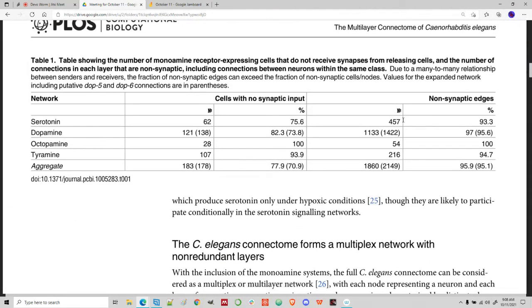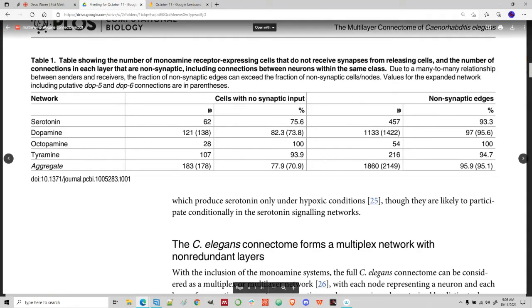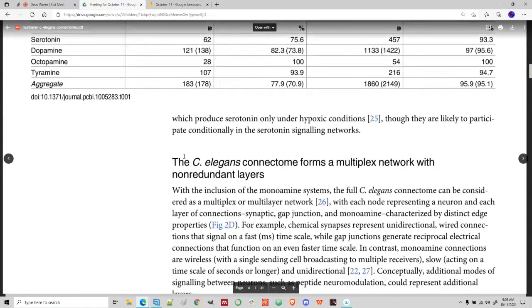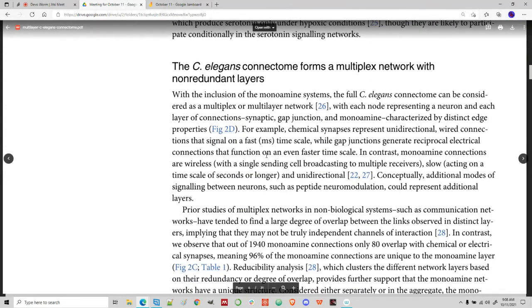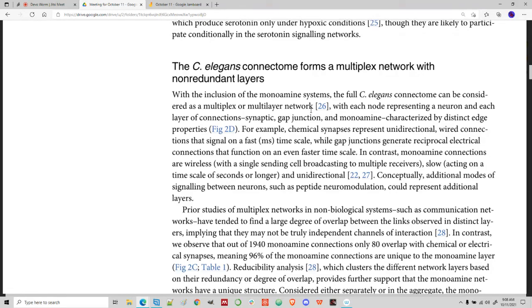And then they have a table showing the number of receptor expressing cells that do not receive synapses from releasing cells, and the number of connections in each layer that are non-synaptic, including connections between neurons within the same class. So this is cells with no synaptic input. These are non-synaptic edges. These are for different neurotransmitters, and you can see that there are differences in the numbers. Then this forms a multiplex network. So the full C. elegans connectome can be considered as a multiplex or multi-layered network.